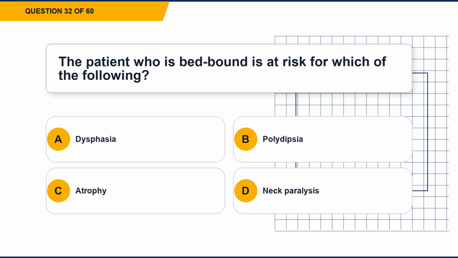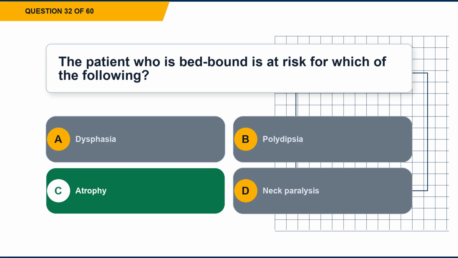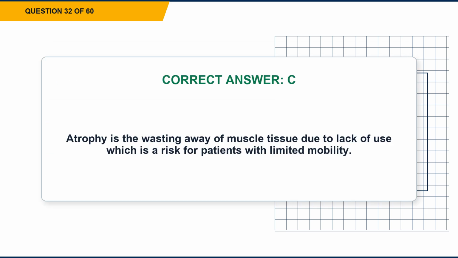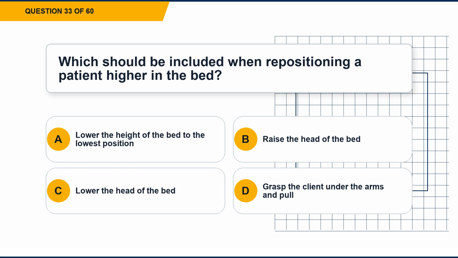Question 32. The patient who is bedbound is at risk for which of the following? Option A, dysphagia. Option B, polydipsia. Option C, atrophy. Option D, neck paralysis. The correct answer is option C, atrophy. Explanation: atrophy is the wasting away of muscle tissue due to lack of use, which is a risk for patients with limited mobility.